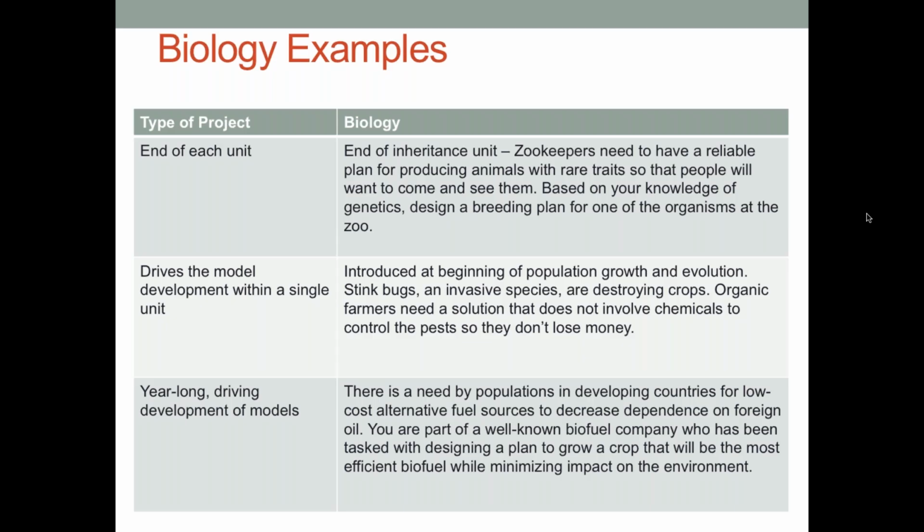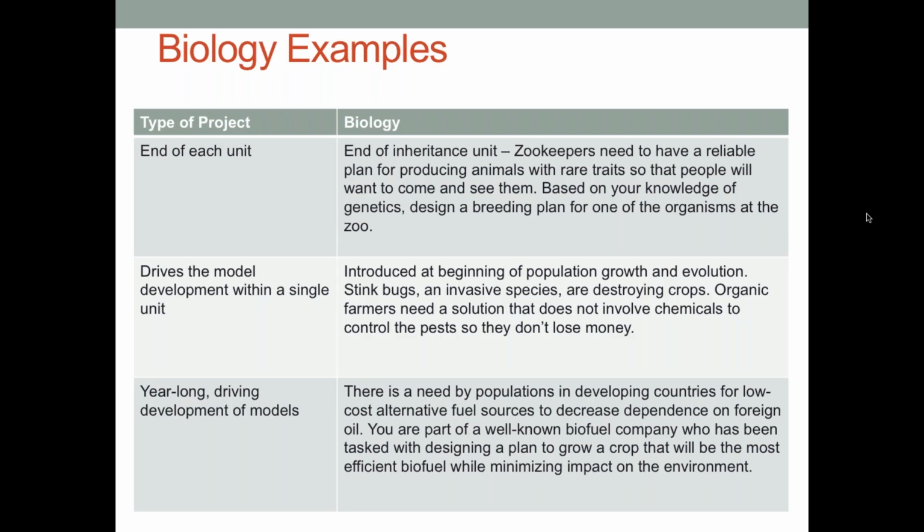And a nice way to build in iteration and revision in this type of unit is to have students start with a single trait and then realize, oh, if I had 2, 3, or 4 rare traits in a single organism, that would be a much more rare organism, and so then they would have to go back and redesign and use some of their more complex inheritance knowledge.